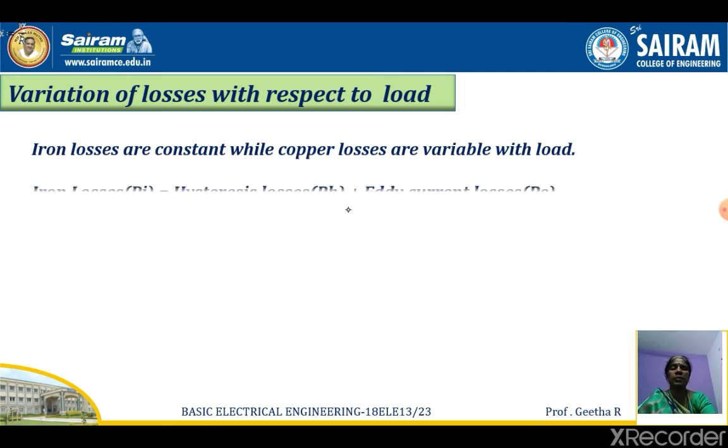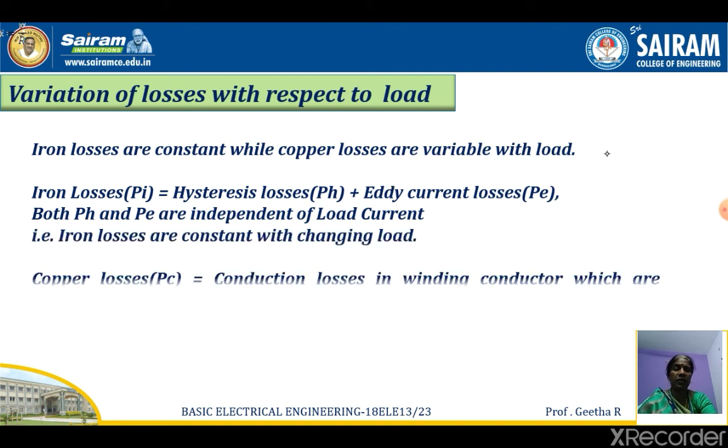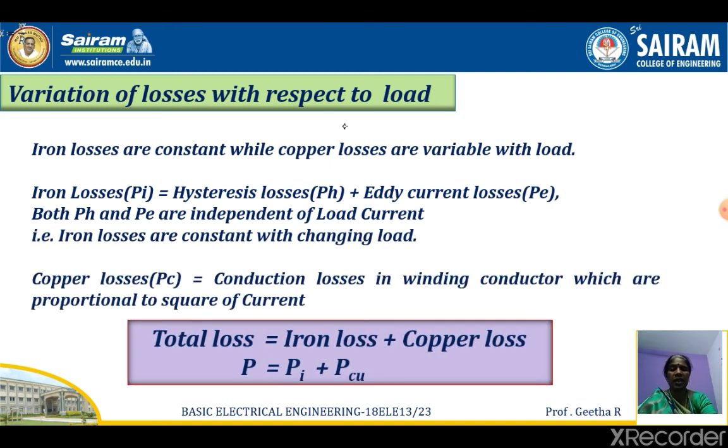Variation of losses with respect to load. The iron losses are constant while copper losses vary with load. Since the copper losses depend on the load current, they vary with load. So the losses can be divided into fixed loss and variable loss. The iron losses are the fixed loss. The copper losses or ohmic losses are the variable loss. Iron loss is equal to hysteresis loss plus eddy current loss. Both hysteresis and eddy current loss are independent of the load current. They do not depend on the load current, so they are fixed, constant with changing load.